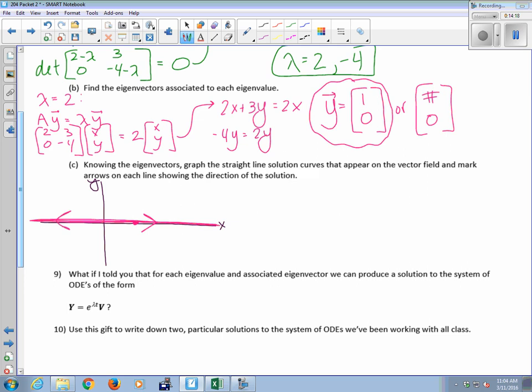The other one, the eigenvector was 1, negative 2. So I plot the line that goes through the origin and 1, negative 2. So something like this. You know these go through the origin, so you don't have to plot 2. It points towards the origin, because what was lambda for that one? It's negative 4. So now it points towards the origin.